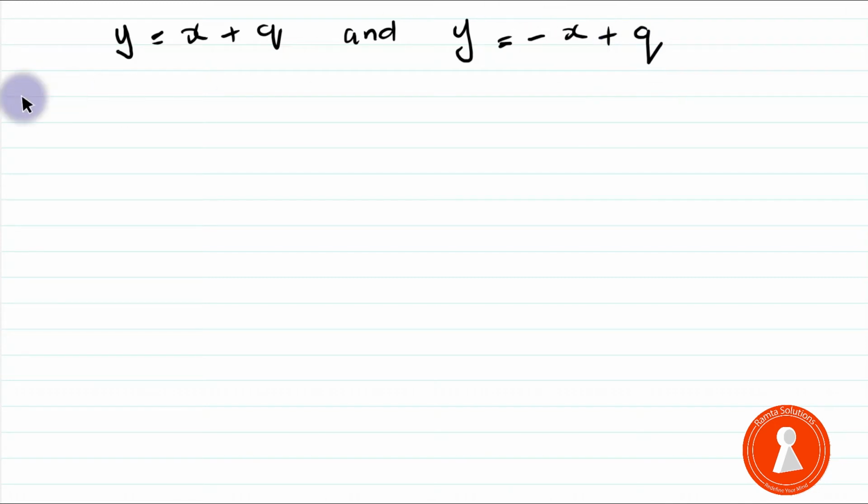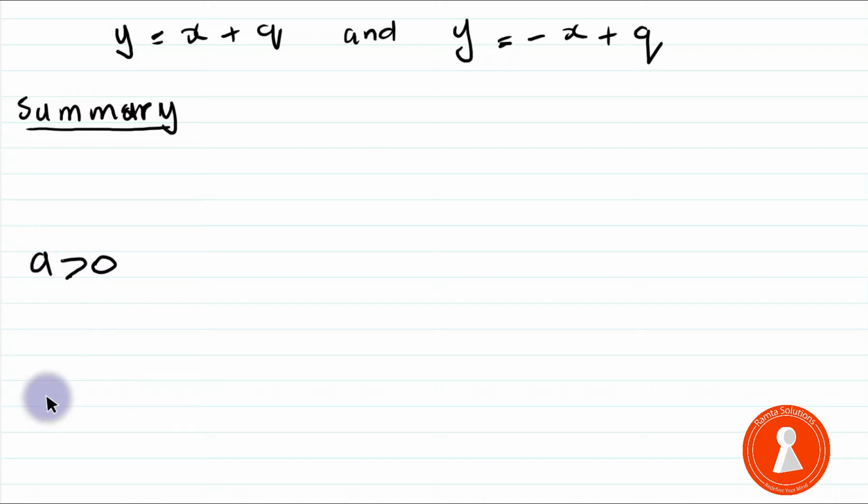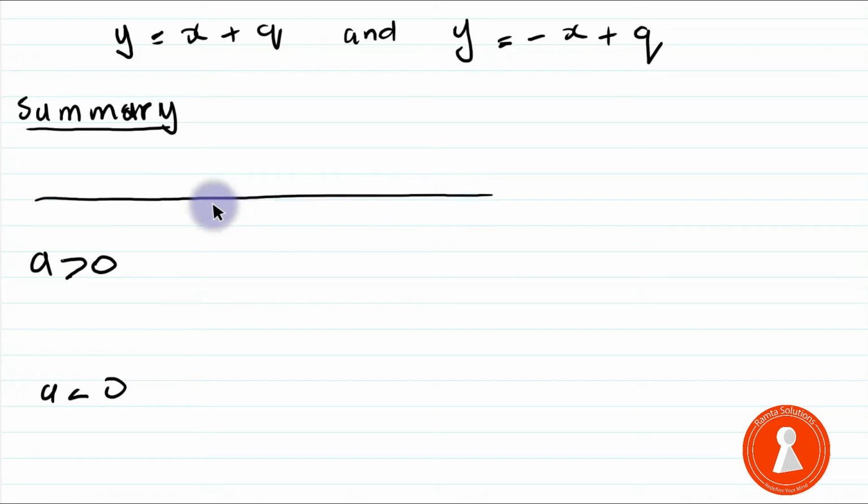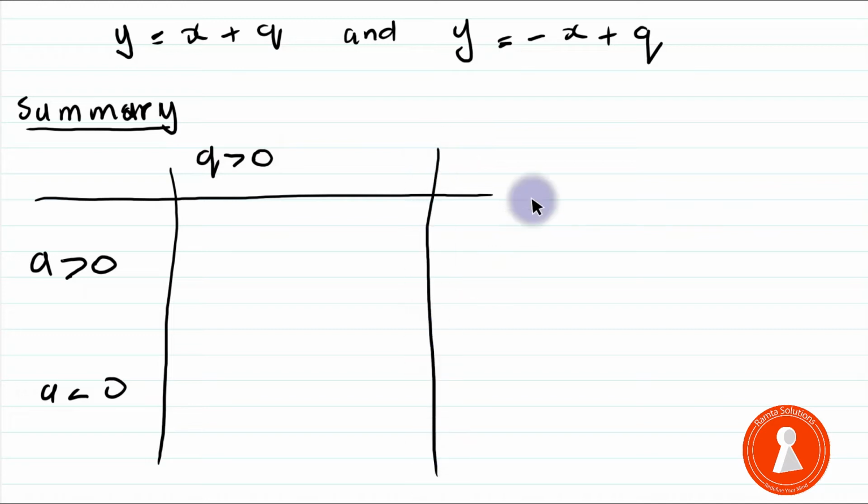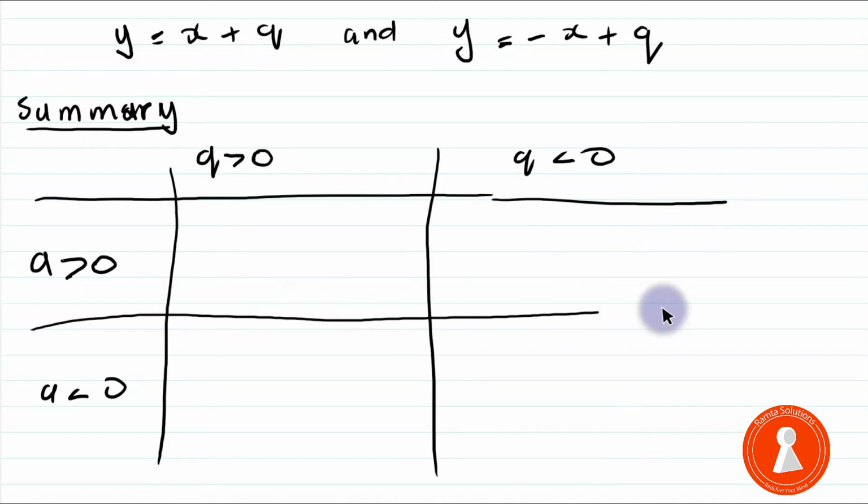Great. Now, let's summarize how our graphs would look before doing examples. It's just one summary. We're going to say, when A is positive, and here when A is negative, and as usual, when Q is positive, and then when Q is negative.